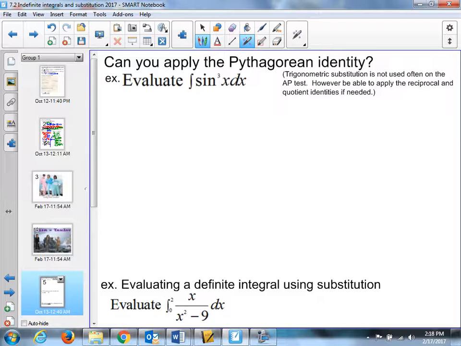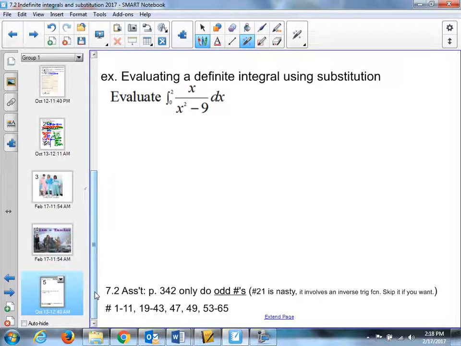We might come back to it, but I just wanted to give you a word on it, so I'll give you one example. Evaluate a definite integral. Now this is a definite one using substitution. So we're back to 0. This is definite because it goes from 0 to 2, right?